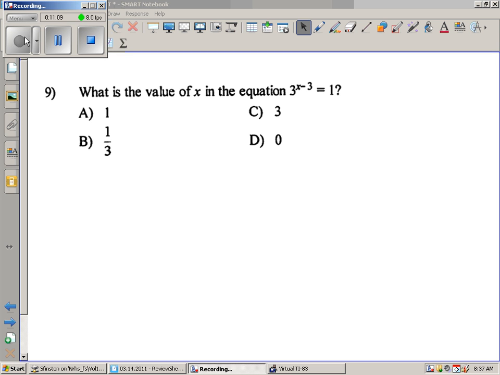Anything raised to the 0 power is 1, so the answer must simply be 3. You know what I mean? Anything to the 0 power is 1, right? So that means this quantity up over here must be equal to 0. So what minus 3 is 0? 3. That's it.